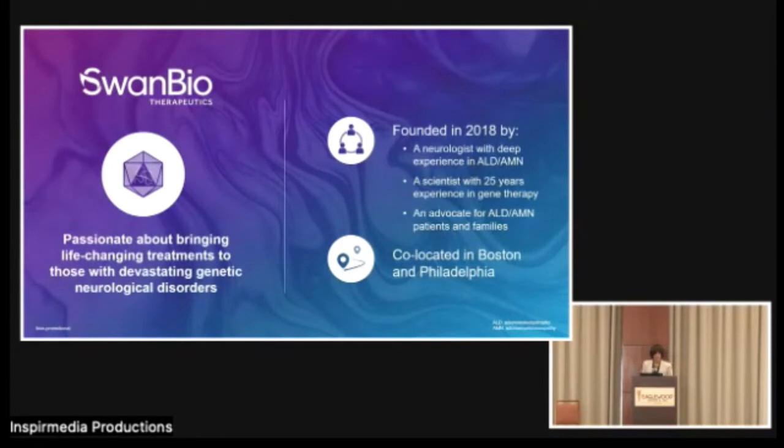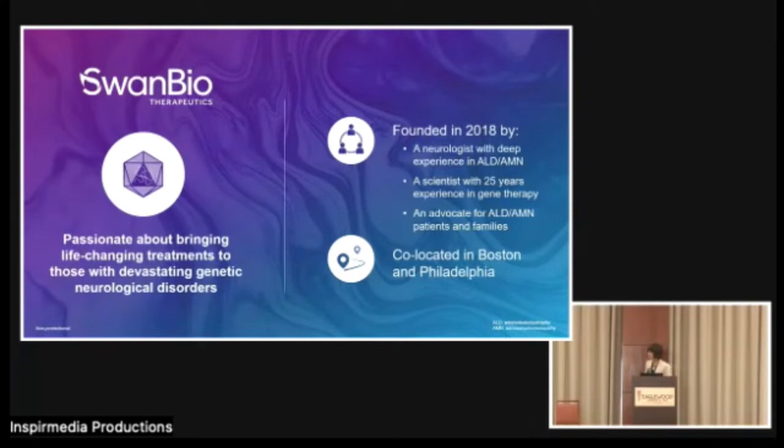So I work for a company that's working on developing this type of gene therapy for neurological disorders. It's a small gene therapy company that was founded back in 2018 by a trio of experts that each had a specific expertise. One is a neurologist who really knows AMN and ALD very, very well. And they came together with a scientist who knows AAV gene therapy very well, had been working in the area for over 25 years, together with a patient expert who knows the disease of ALD and AMN very well.